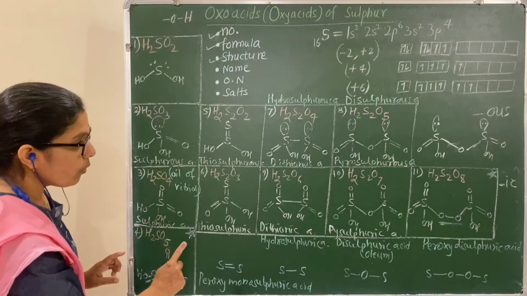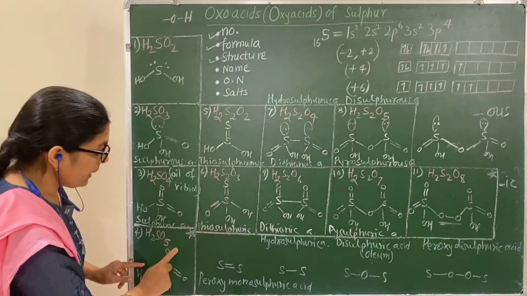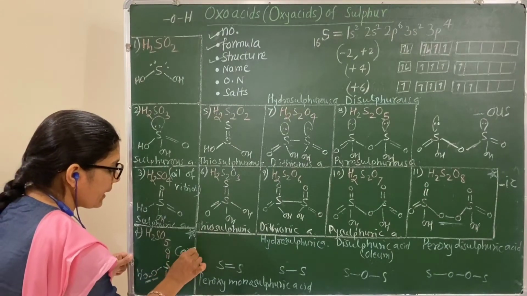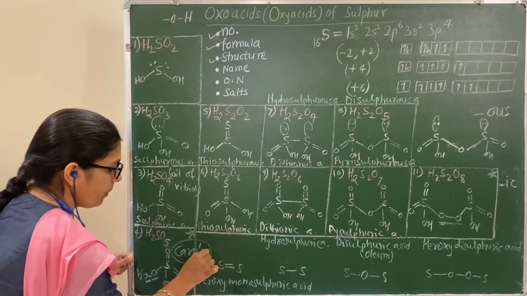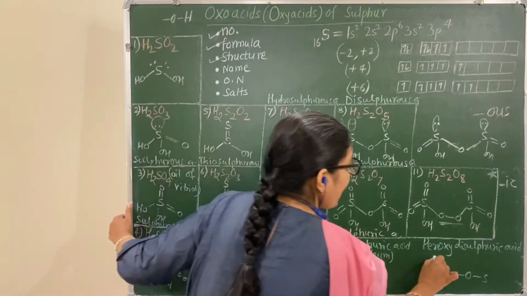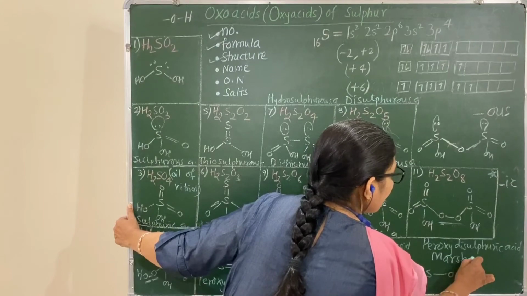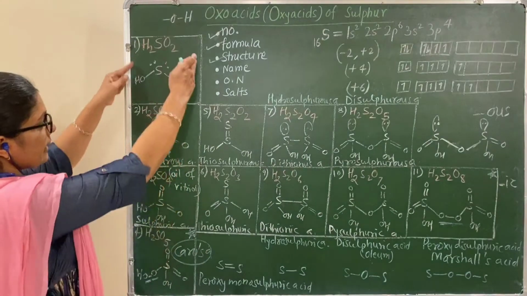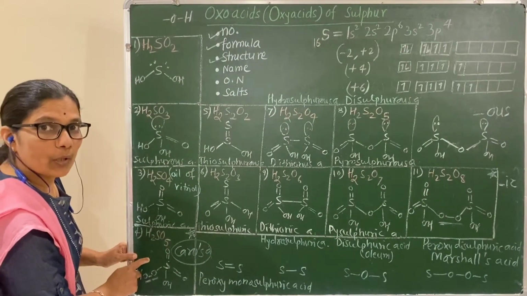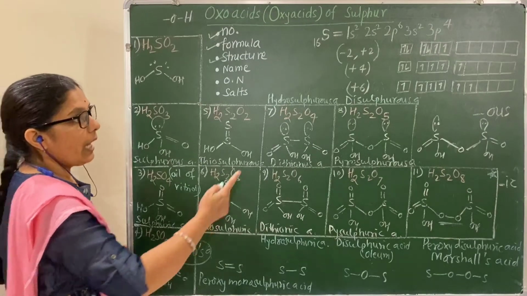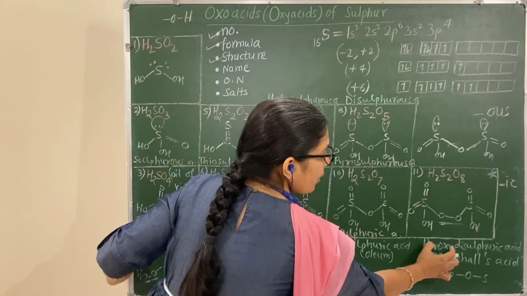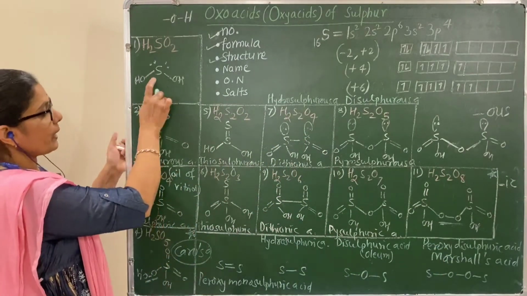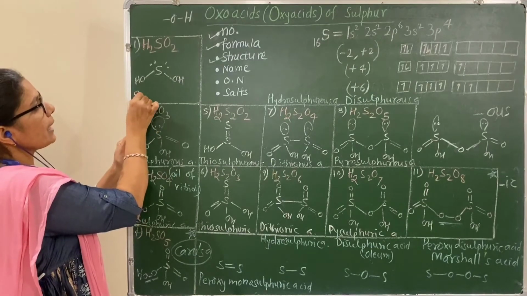Now, one more common name for this and that one also. It is called Caro's acid. Remember. And that one is called Marshall's acid. In this series, the last one is peroxymonosulfuric acid, Caro's acid. And in this series, the last one is peroxydisulfuric acid and it is Marshall's acid. Now the name of this compound, it is sulfoxylic acid.